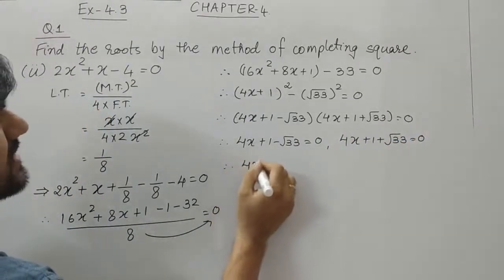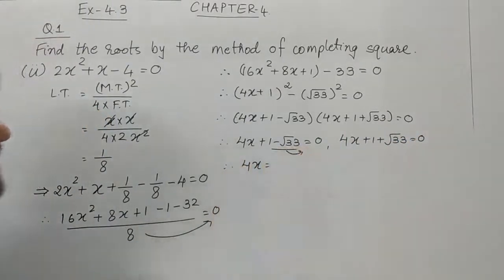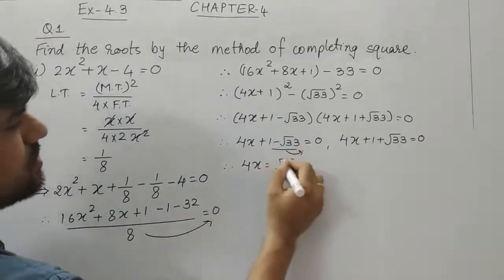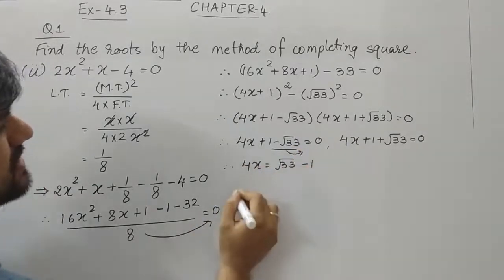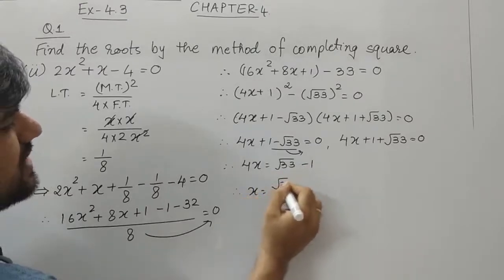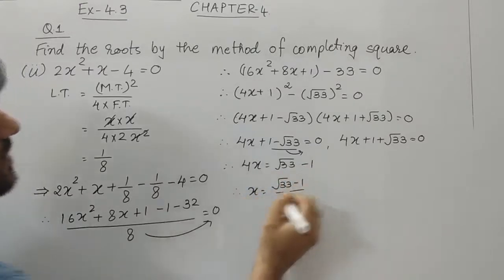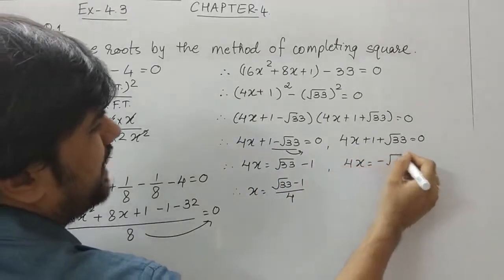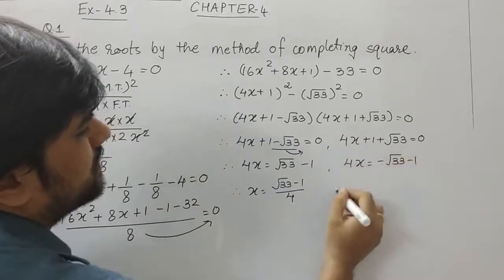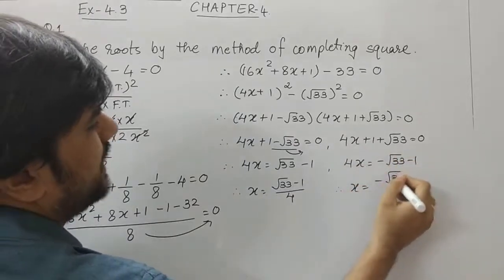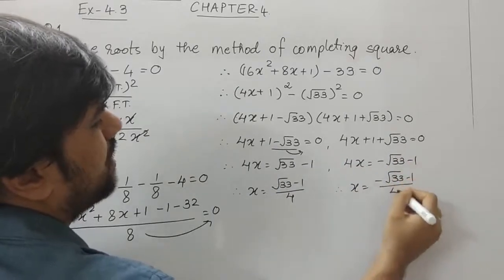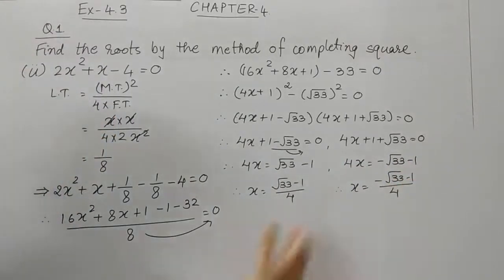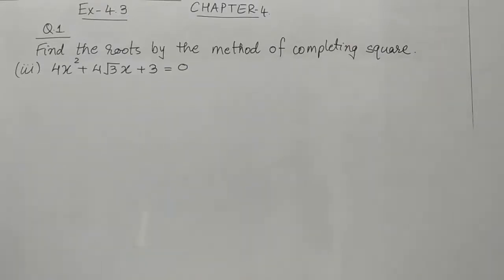So we can say 4x is equal to, we are taking both the constants to the right hand side. So minus becomes plus, plus becomes minus. So the value of x is root 33 minus 1 by 4. So this is one root. Let's go for the other. 4x is equal to minus root 33 minus 1. So x is equal to minus root 33 minus 1 upon 4. So we can see that the roots which we obtain are irrational roots. Let us do one more question.